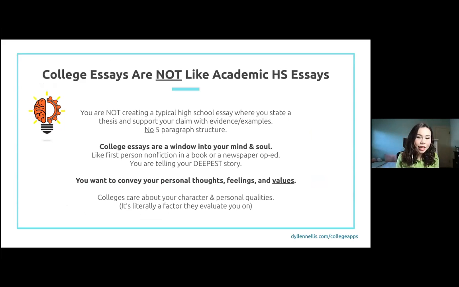And it's honestly like a window to your mind and soul. It's like a personal memoir, first person nonfiction in a book or a newspaper op-ed. You're telling your deepest story. So the main thing that you want to get across is your personal thoughts, feelings, and values and significance of the story you are telling. Because colleges really care about your character and personal qualities, especially this year, since we're in COVID time and there's less emphasis on your scores and more emphasis on getting to know who you are as a person.